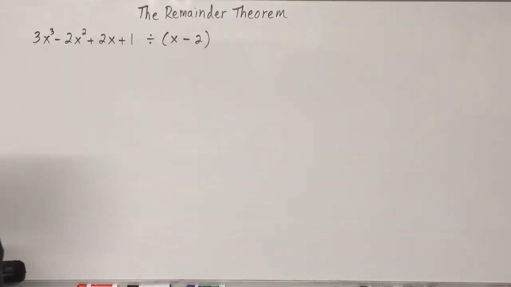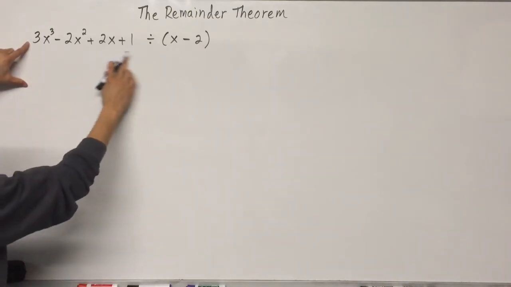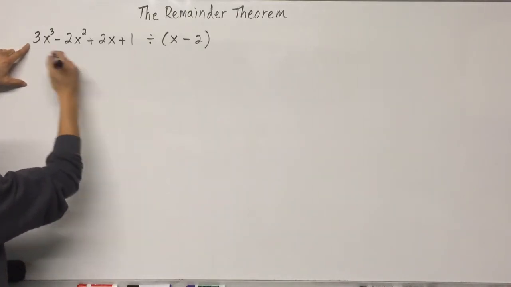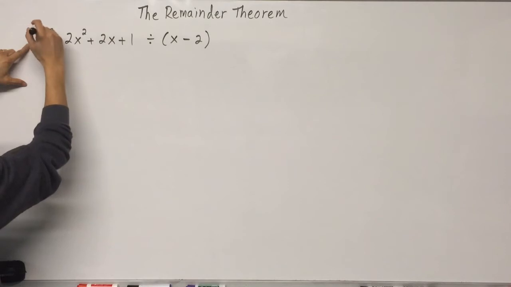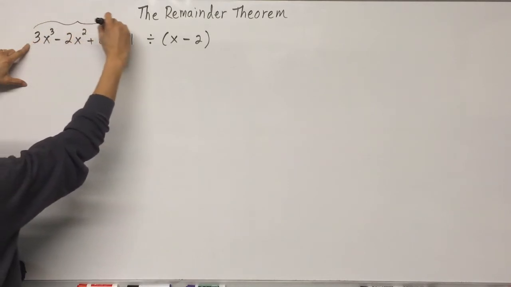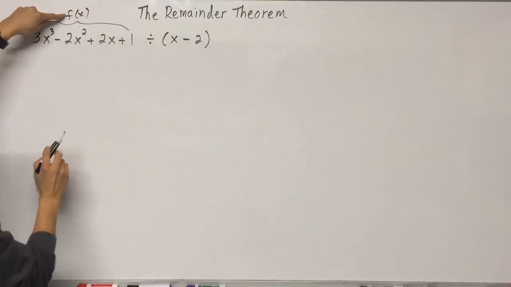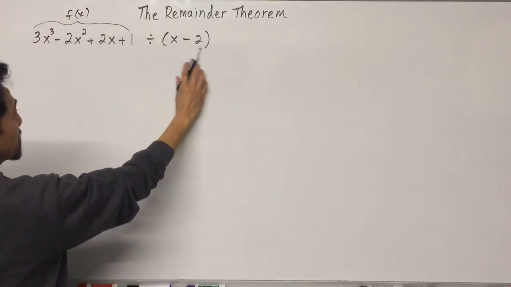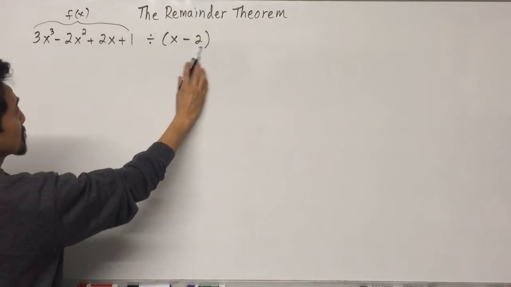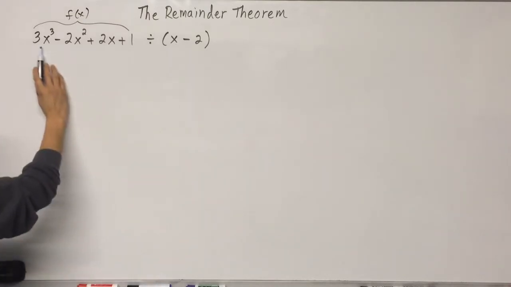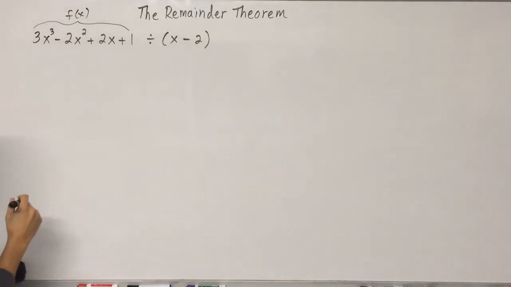All right, class, let's review the remainder theorem. Let's first of all begin with a third degree polynomial, and I'm going to call this polynomial right here f of x. Okay, so what I have is f of x being divided by x minus 2. This is a first degree divisor, okay, and that is our dividend.